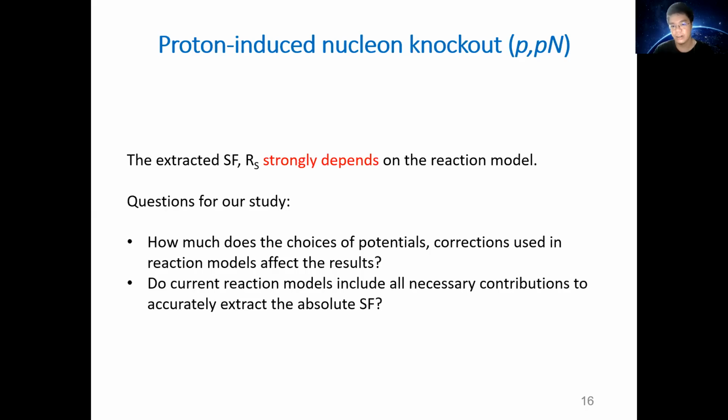And do the current reaction models include all the necessary contributions to accurately extract the spectroscopic factor? In other words, we just try to validate how reliable the standard model, especially DWIA, is in extracting the reduction factors.